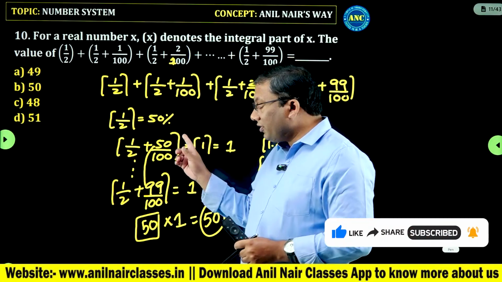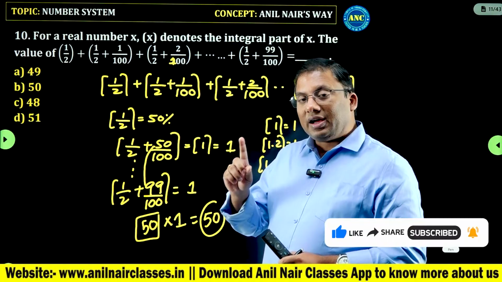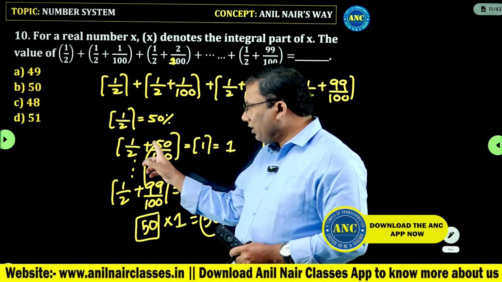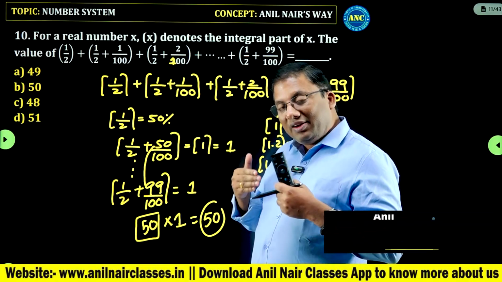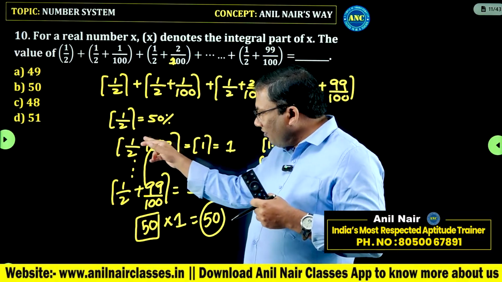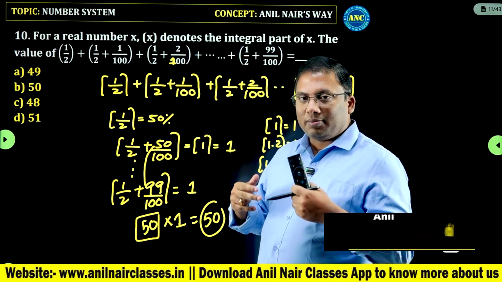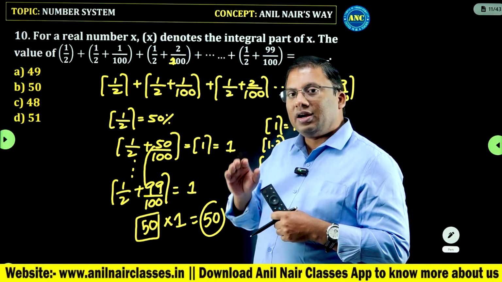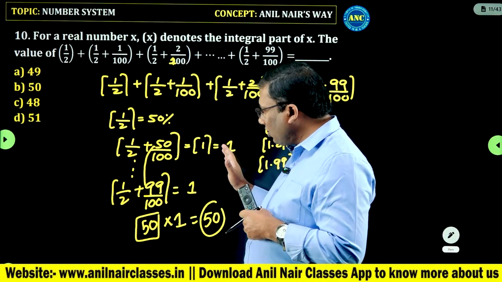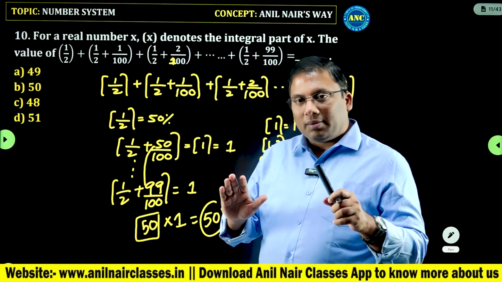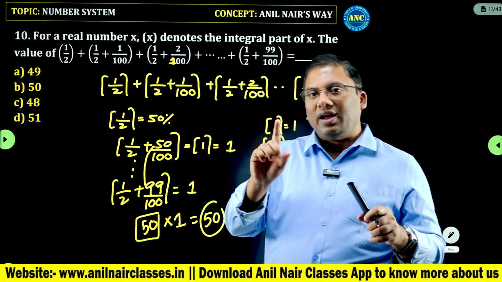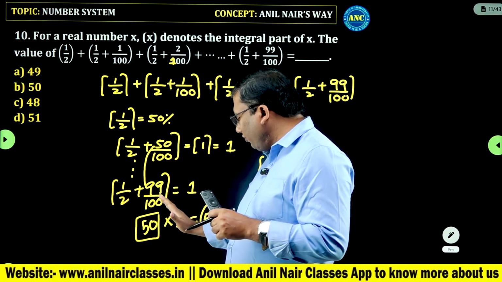1 by 2 plus 50 by 100, 50 by 100 is 1 by 2. 1 by 2 plus 1 by 2 is 1. Then 1 by 2 plus 51 by 100: 50 by 100 plus 51 by 100 is 101 by 100, 1.01. That is also 1. From 50 to 99, total 50 numbers are there. Each number value will be 1. So 1 into 50, 50.